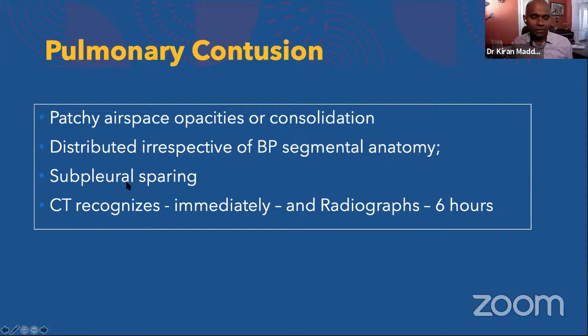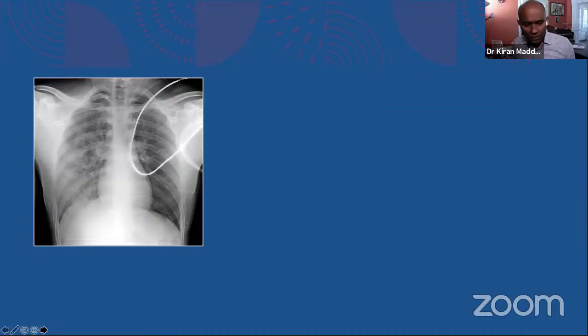You guys need not understand this part. This is more of a radiological part. The difference between CT and X-ray here is that CT recognizes the contusion immediately, whereas radiographs take 6 hours to identify the consolidation or contusion. That's the reason why I showed you a radiograph at initial evaluation and then after 6 hours. Everybody now knows what exactly a consolidation is.